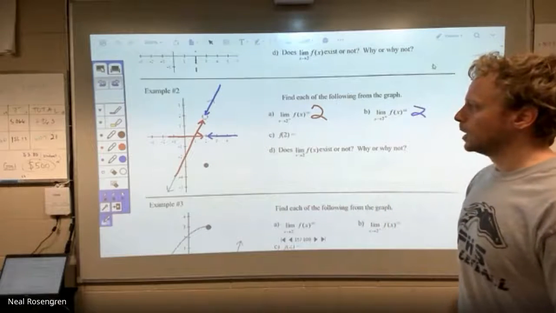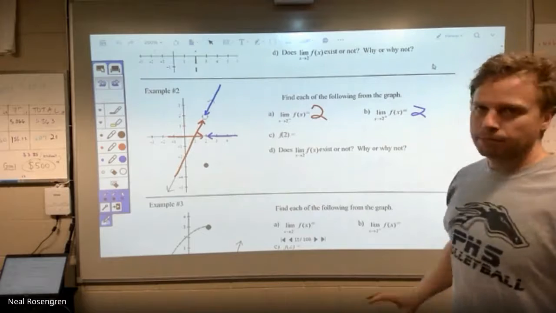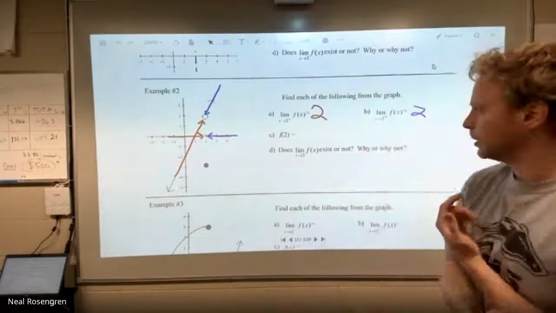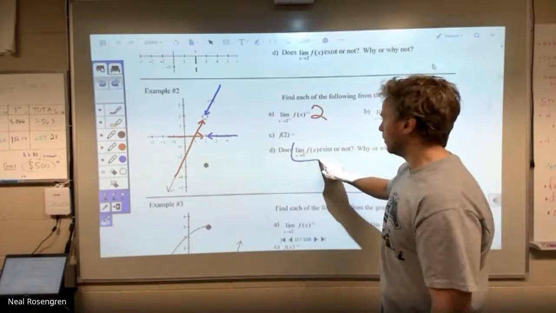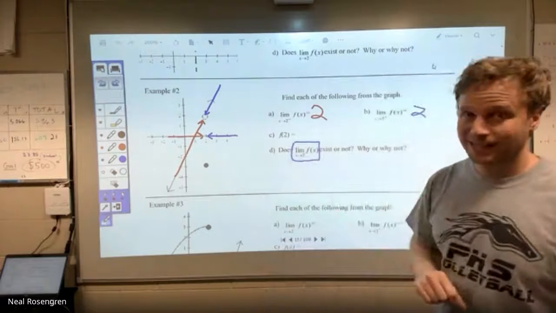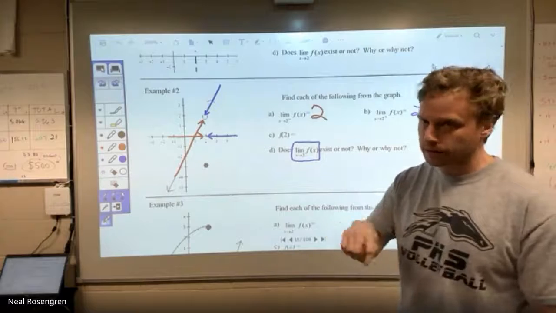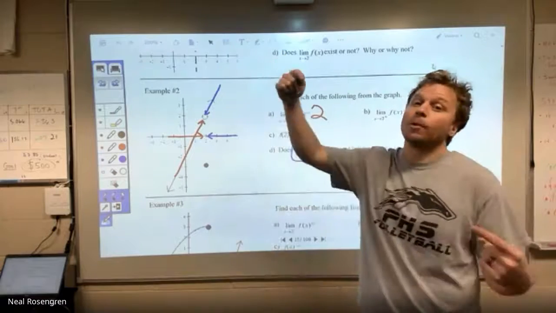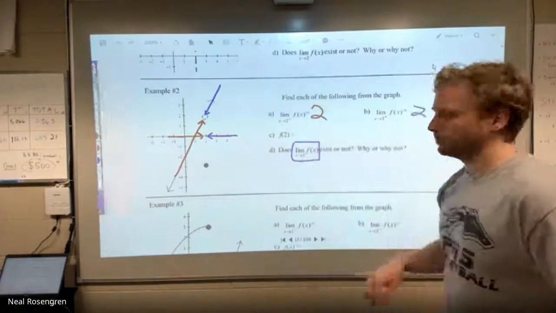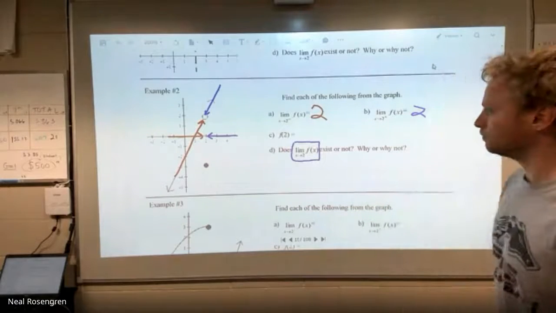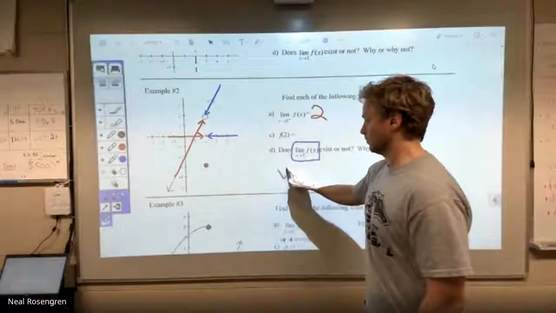Okay. And so let me skip C just for a second. Look down at part D. Does the limit of f of x as x approaches 2, and look, no minus, no plus, that means from both sides, does that limit exist or not, and why or why not? It does exist because it's the same number from both the positive and the negative side.